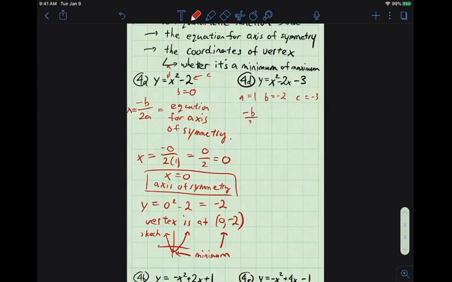Negative b over 2a. We get negative 2 on the top. 2 over 2 gives us 1. X equals 1. Axis of symmetry.